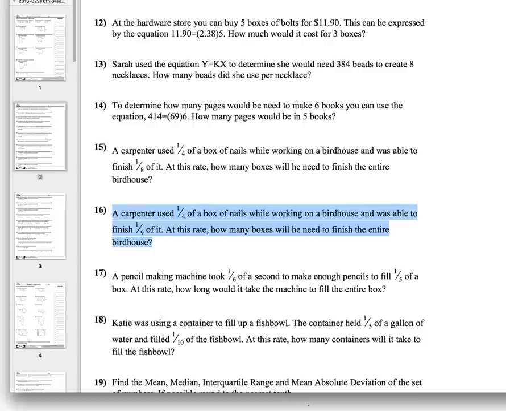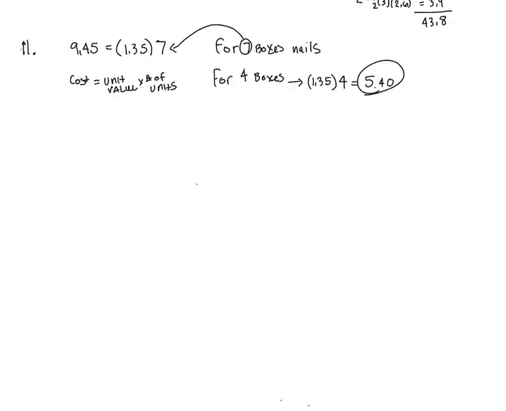Okay? So, once again, a carpenter used a quarter box of nails while working on a birdhouse and was able to finish 1/9 of it. At this rate, how many boxes will he need to finish the entire birdhouse? Let's get started on this one. It said that the carpenter used 1/4 box of nails, and notice what I'm doing. I'm writing down the things that are important to our calculation here. And he was able to finish, with 1/4 box of nails, 1/9 of the birdhouse.